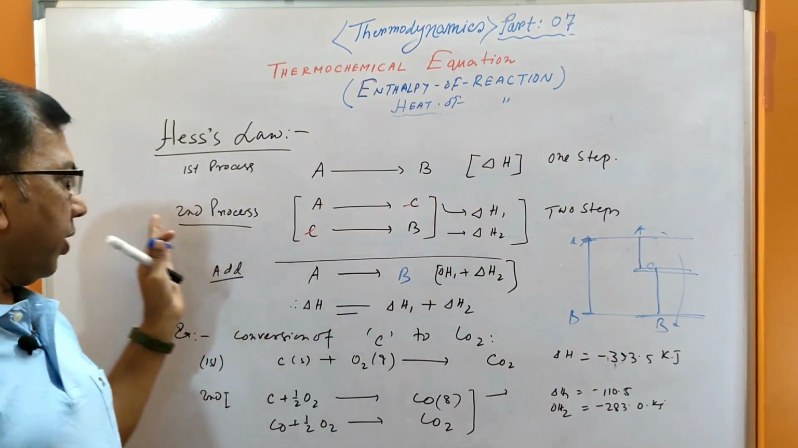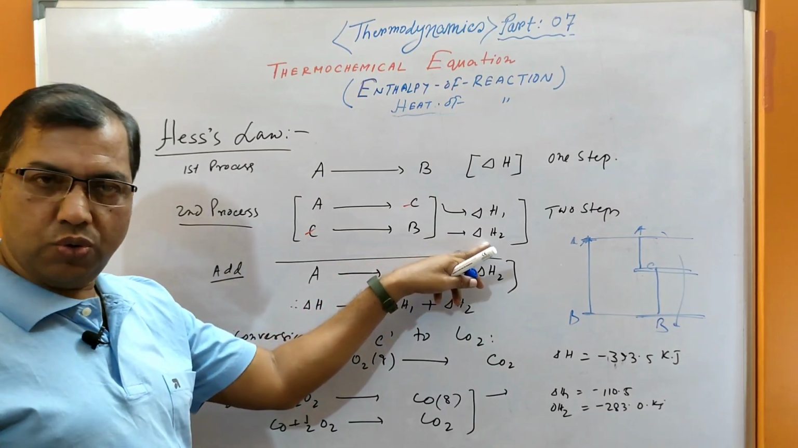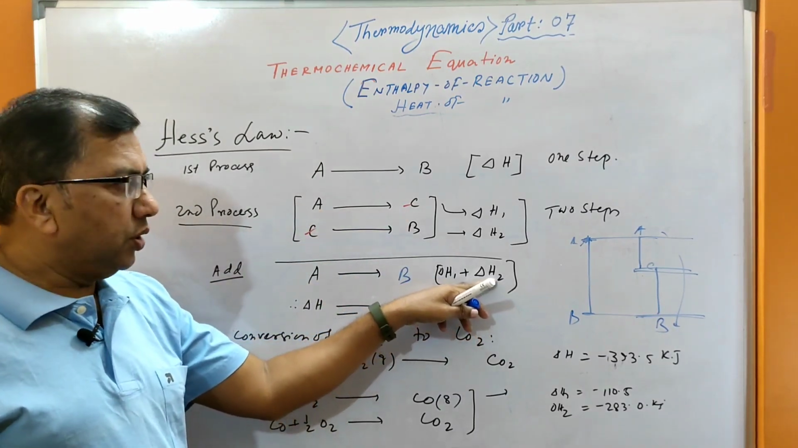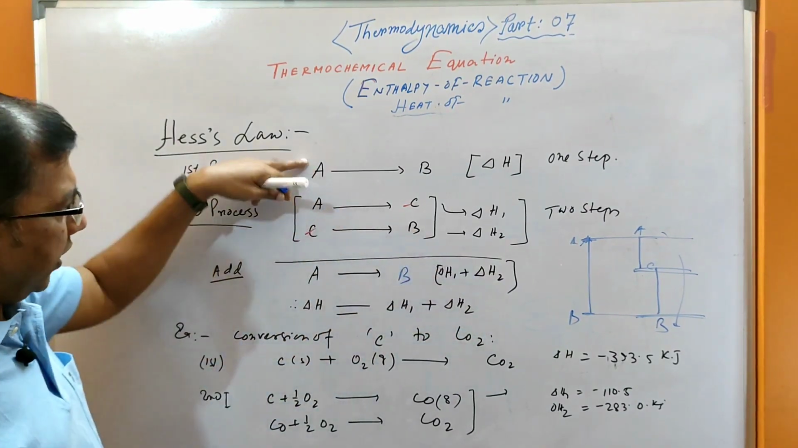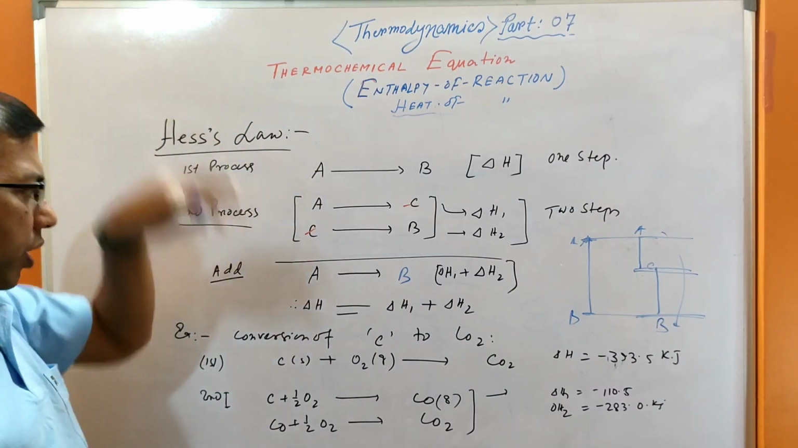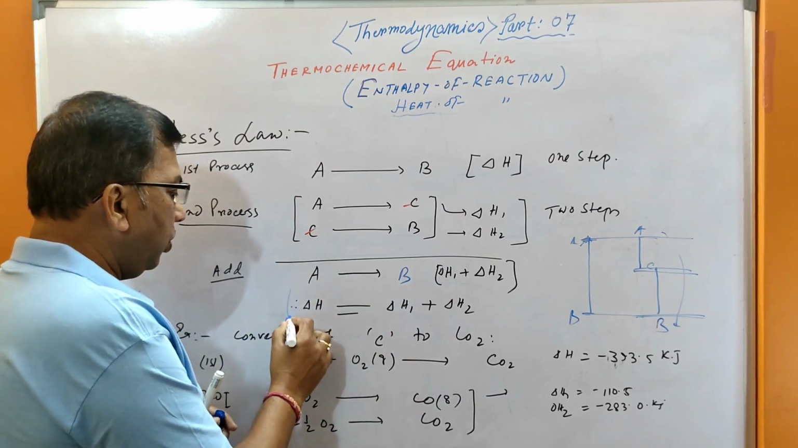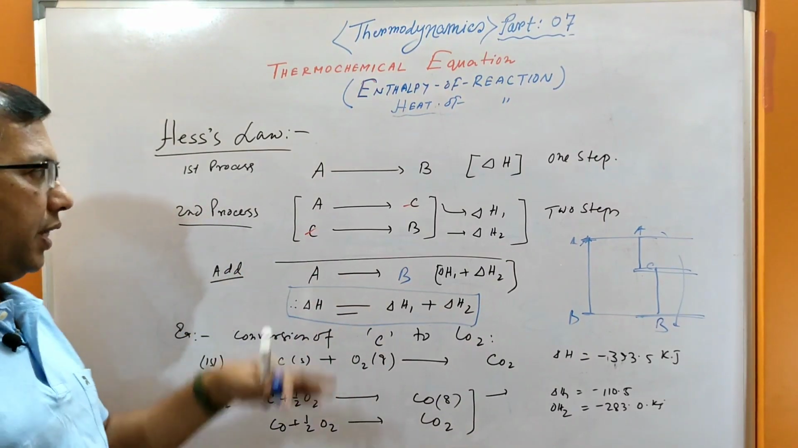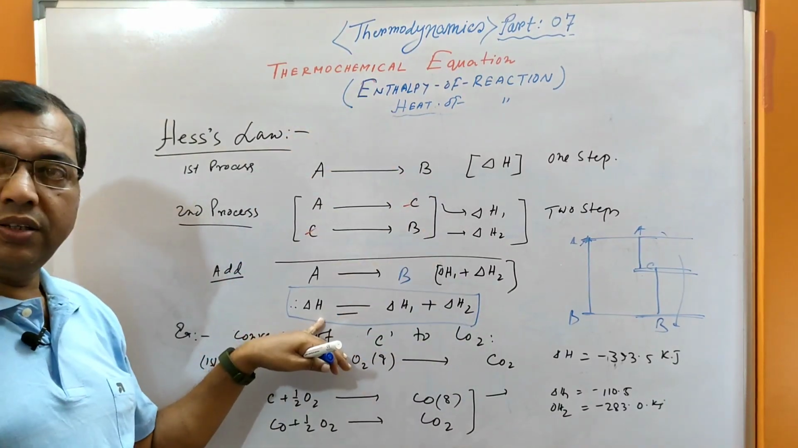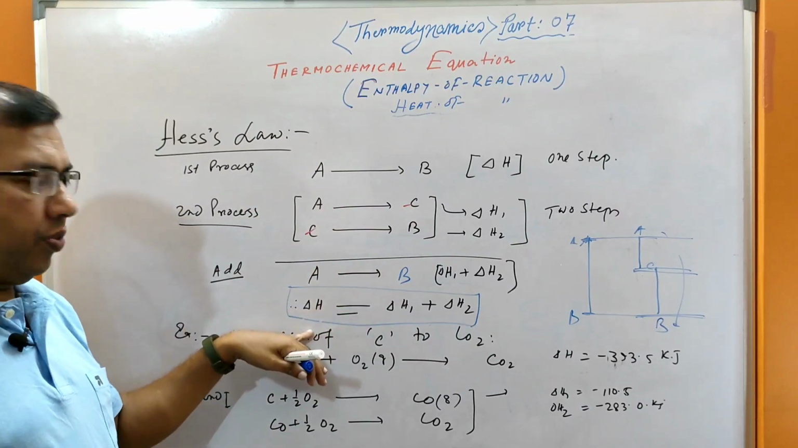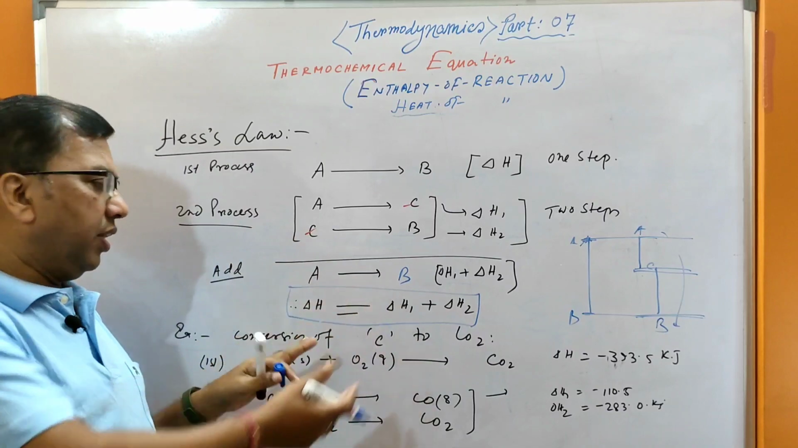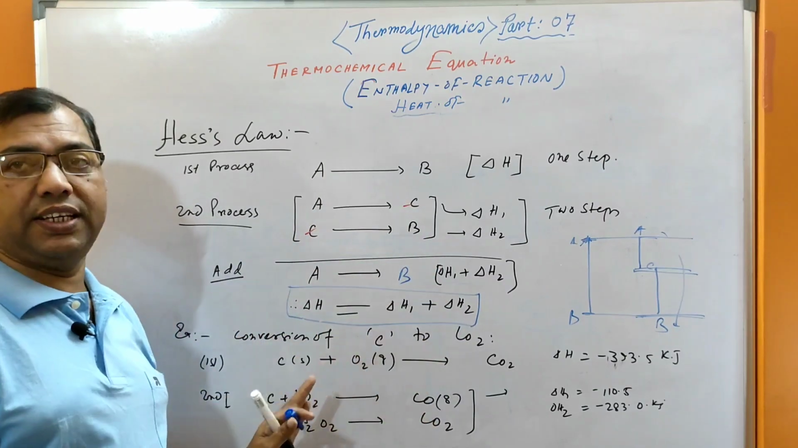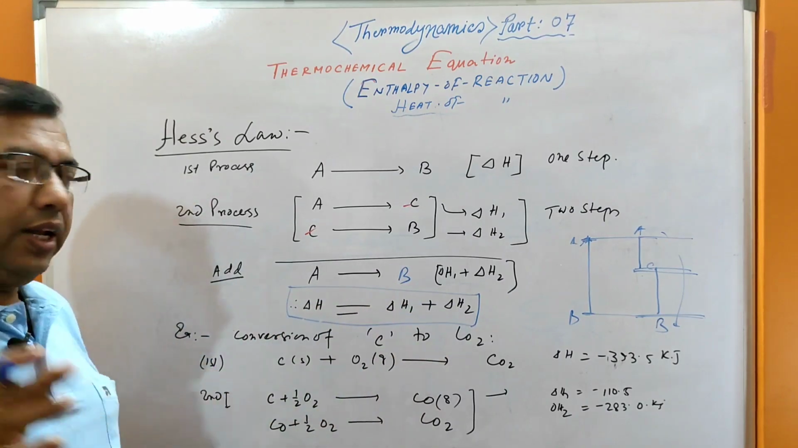And in this case, suppose the heats are delta H1 and delta H2. So if you add these, C will be constant, then A to B will be delta H1 plus delta H2. Here A to B is delta H. So from Hess's law, what we got? Delta H equals delta H1 plus delta H2. Clear? I have told earlier, the algebraic sum of the process. What is Hess's law? The standard enthalpy of reaction is the algebraic sum of the standard enthalpies of the intermediate reactions into which the overall reaction may be split or divided.